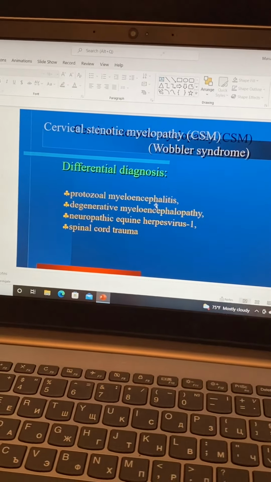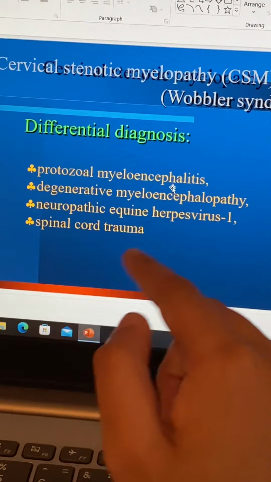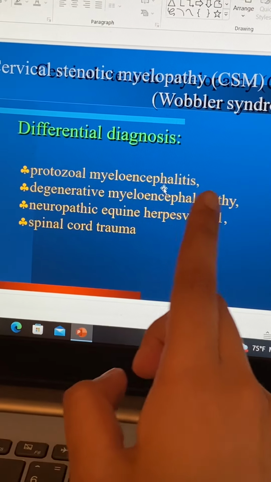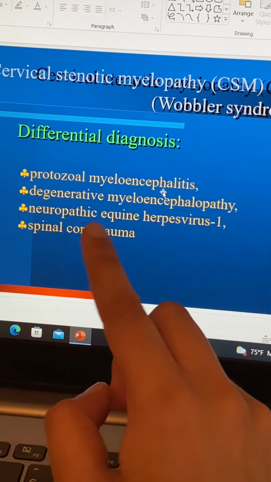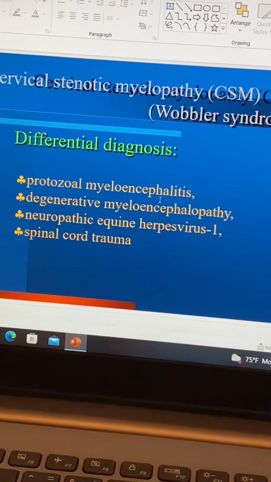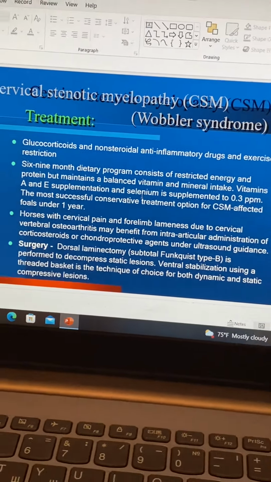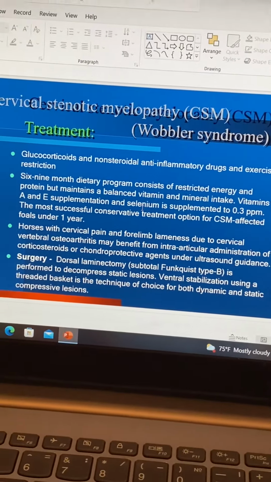Wobbler syndrome is easy to confuse with basically all of these. I'll just say them quickly: myeloencephalitis, myeloencephalopathy, equine herpes, and spinal cord trauma, of course. So this is the last slide, thank God, because I hate this.